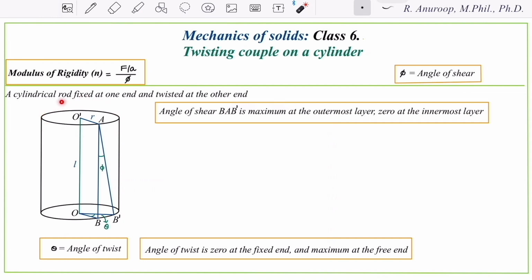Since it is fixed at the top end and twisted at the bottom end, we can say that the angle of twist is 0 at the fixed end, because at the fixed end there is no twisting. Therefore, the angle of twist is 0 at the fixed end, that is the top end, and maximum at the free end.